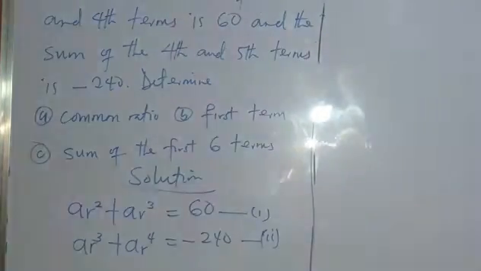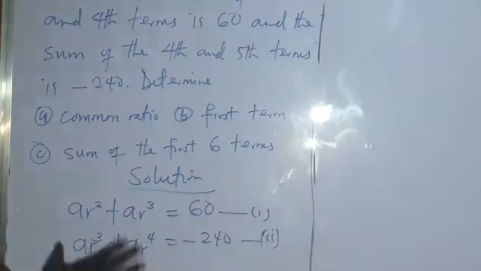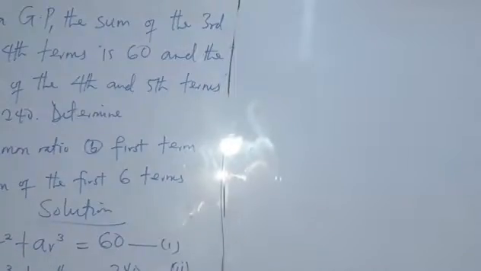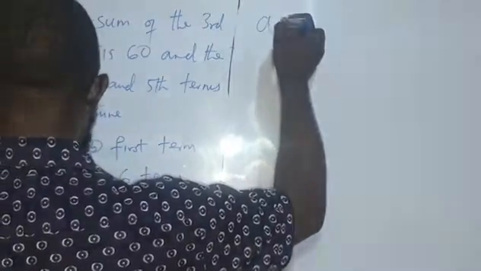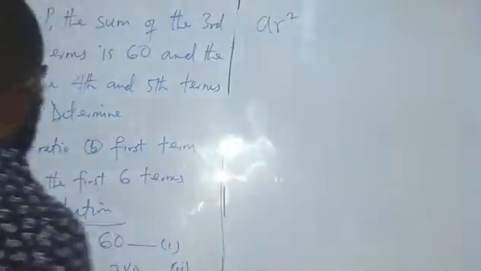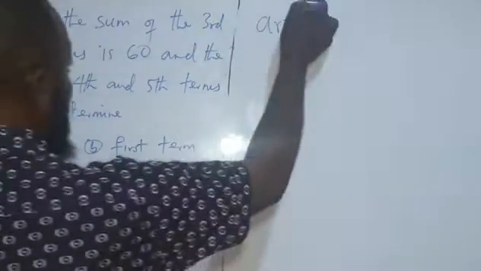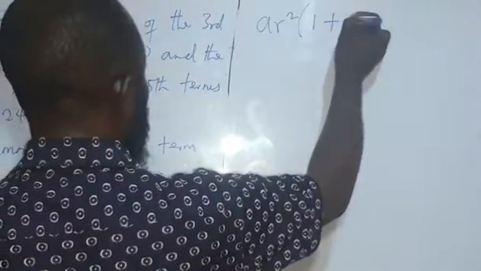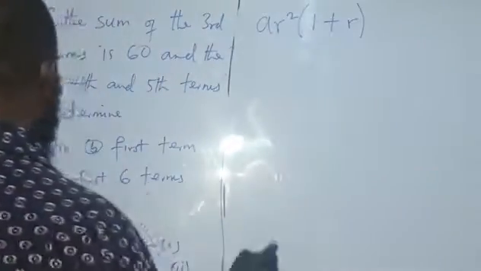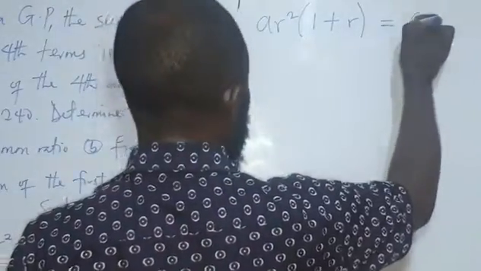So how are we going to solve this simultaneous equation? It is very simple. We're going to factor out what is common to this and this. So A is common, ar square is common, and what we'll have left is 1 plus r. So this will be equal to 60.